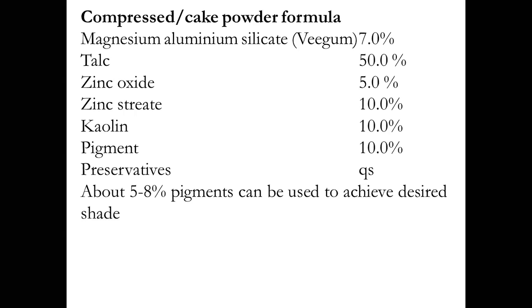upon application. Pigment and preservative are also used, and the percentage of color may differ with respect to the shade or intensity required. So that's about the formulation aspect. Next we will deal with the quality characteristics to be exerted by the eyeshadow.